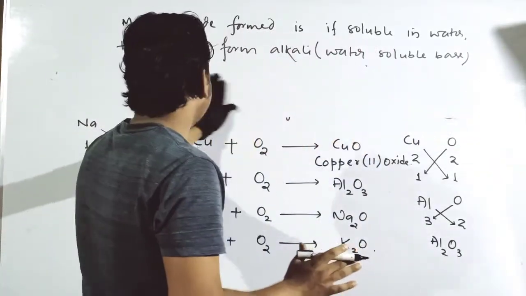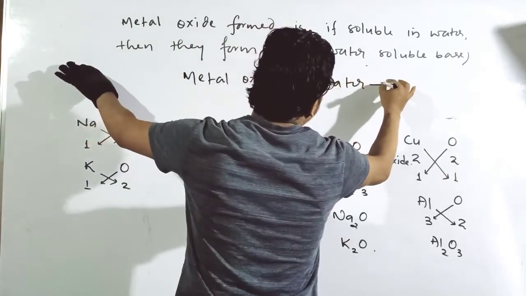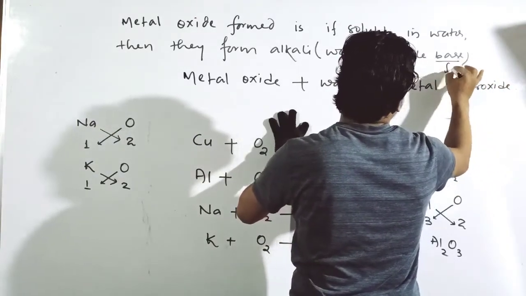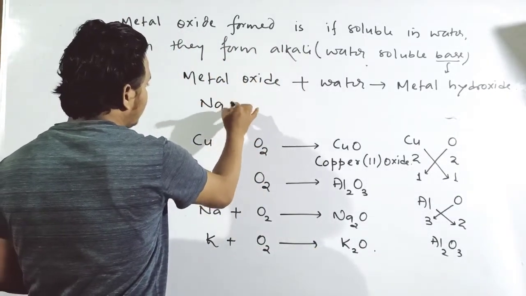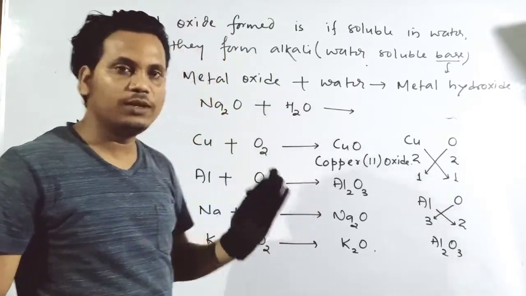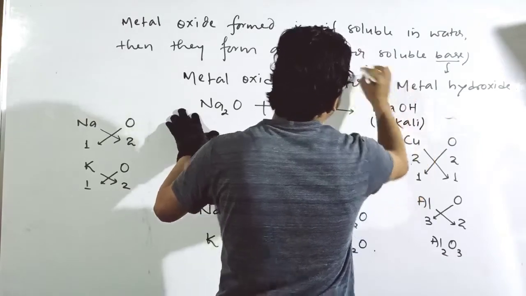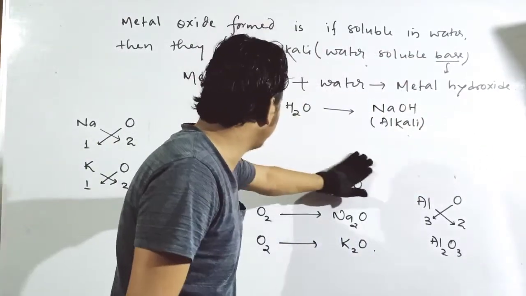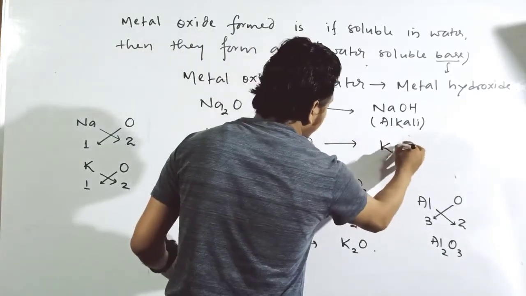So we can say that further reaction can occur, means if metal oxide is dissolved in water, then it can form metal hydroxide, which is a base. For example, sodium oxide, Na2O. If you dissolve sodium oxide in water, it dissolves to form sodium hydroxide, which is an alkali, a water soluble base. In the same way, potassium oxide, K2O, treated with water forms potassium hydroxide, KOH.